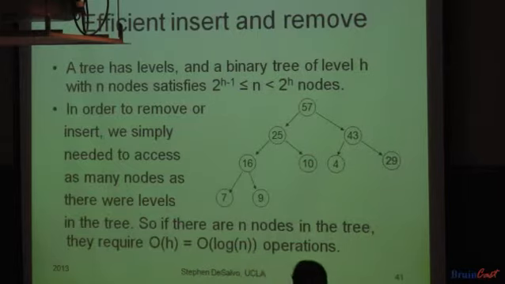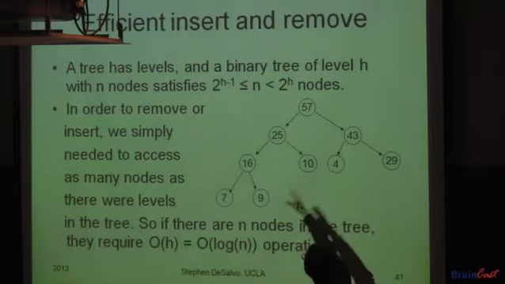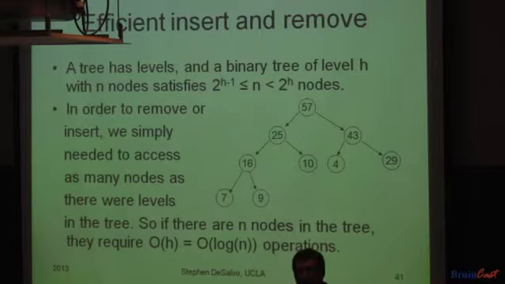So a tree has levels, and a binary tree of level H with n nodes satisfies something along those lines. If it's balanced, it satisfies that framework there. So in a heap, for example, the level H is somewhere around the log base 2 of the number of nodes in the heap.